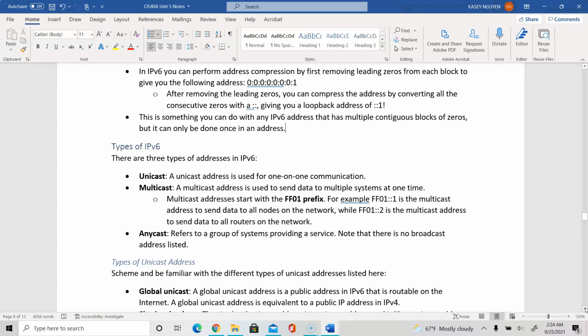There are three types of IPv6 addresses. There's unicast, which is used to send one-to-one communication. Multicast is used to send one to many systems, a group of systems, and it would start with the prefix FF01. So when you see this, you would know that this is multicast. And then anycast refers to a group of systems providing a service, but there is no broadcast here. So anycast is not quite broadcast, but it's just a group of systems used for a service.